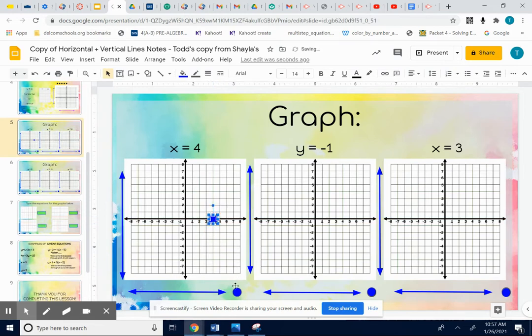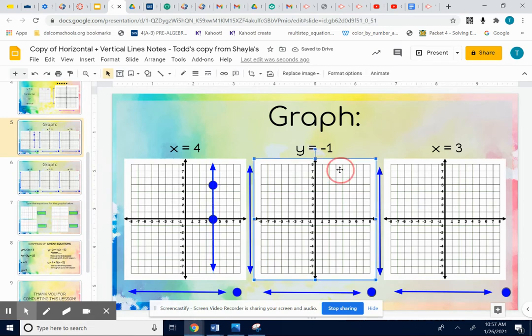Okay, there's point (4, 0). Here's point (4, 5). Okay, good enough. We've got 2 points on the line. We can tell that's vertical. It's vertical and it goes through 4 on the x-axis.